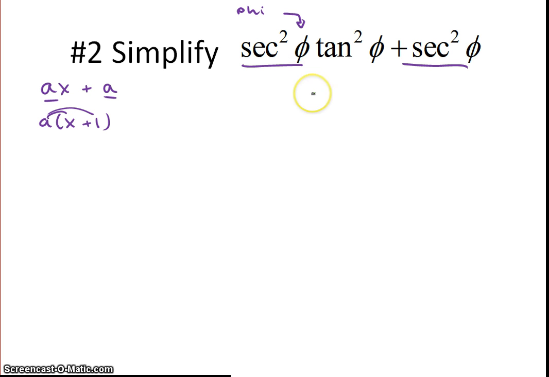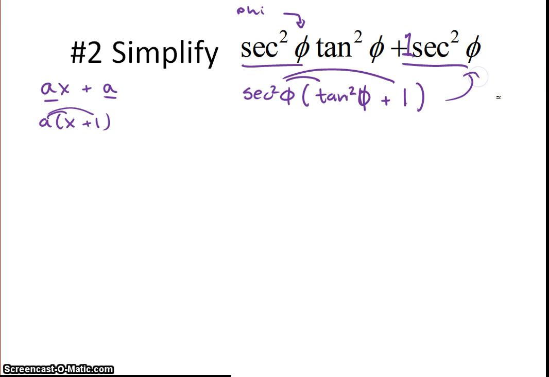So we're going to do the same thing over here with our problem, but we have the secant squared phi that we are pulling out. So we have secant squared phi times tangent squared phi, and here we have that coefficient of 1 that's not written, so we can just say plus 1. If we were to distribute that back in, we would get what we started with, which is good. And tangent squared phi plus 1 is one of the identities.